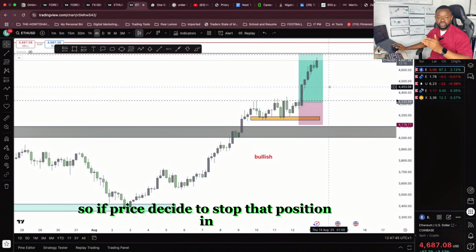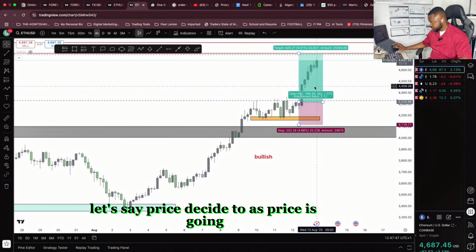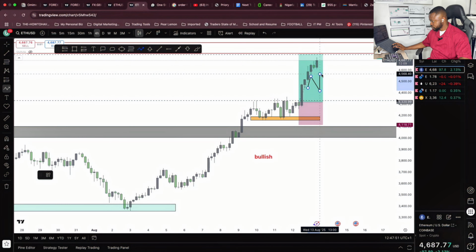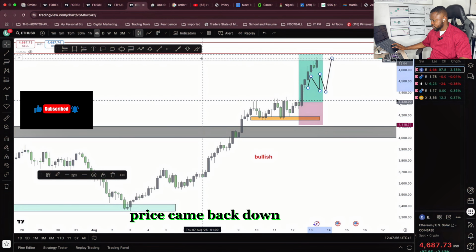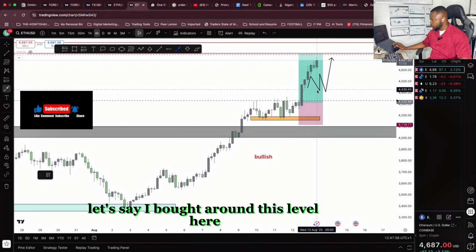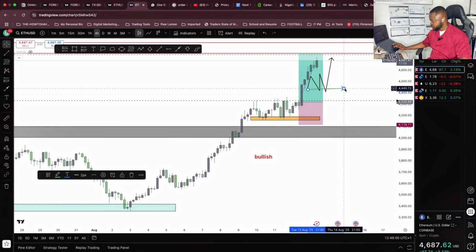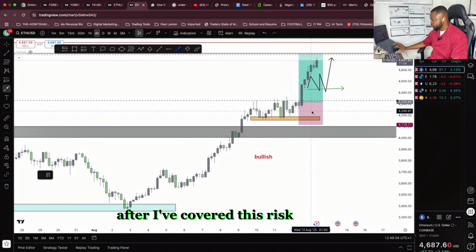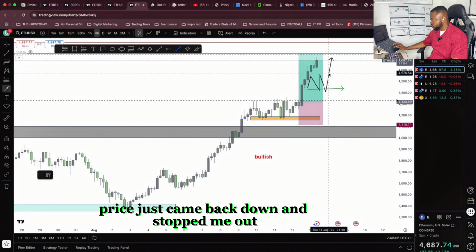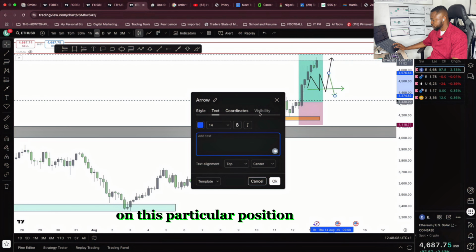So let's say I decide to buy here, around this level, and price came back down. Now let's say price came back after I've covered this risk, and just came back down and stopped me out on this particular position.